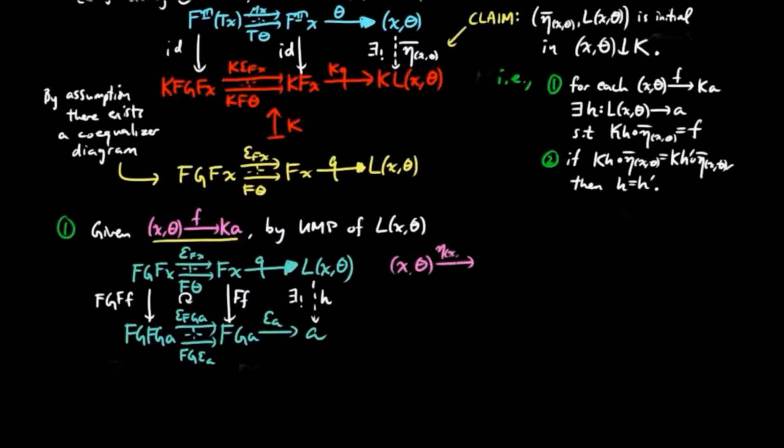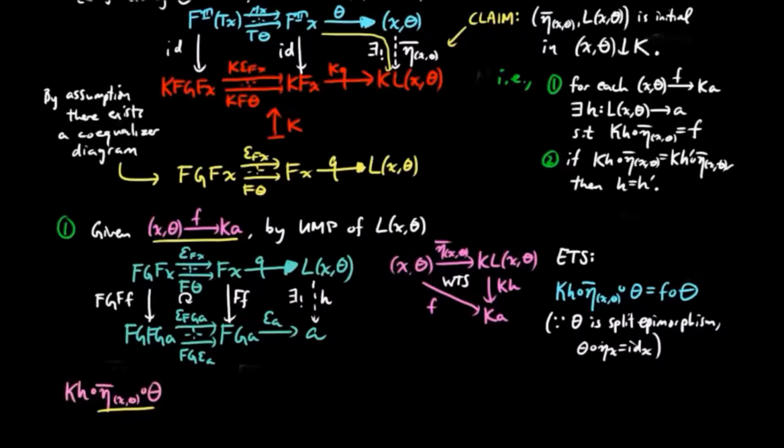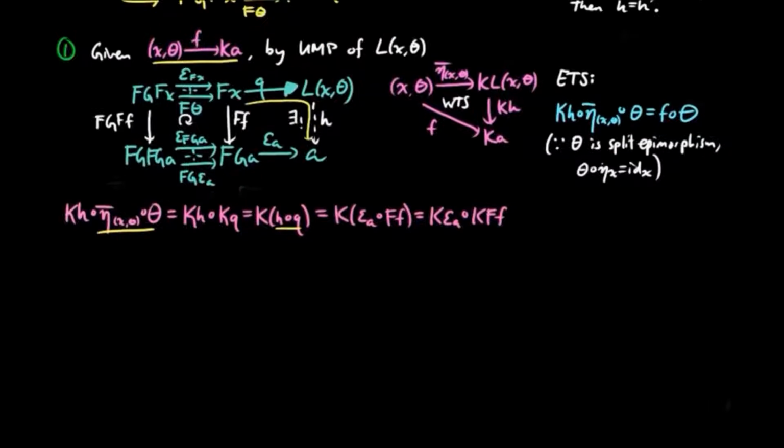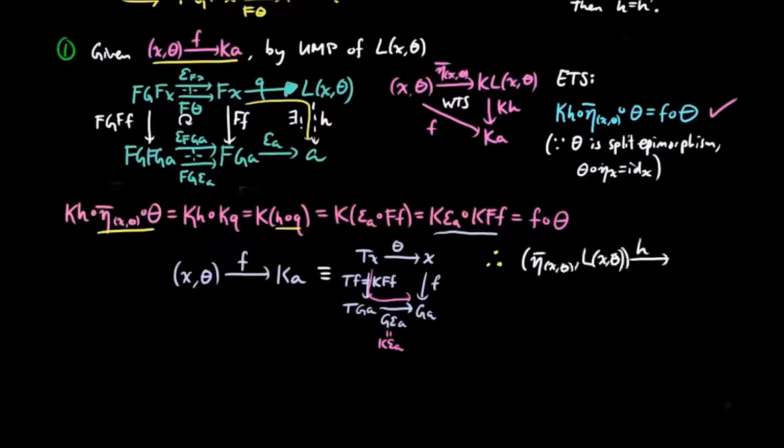We want to show that KH eta bar x theta is equal to f. To do this, it is enough to show that KH eta bar x theta theta is equal to f theta, since theta is a split epimorphism. Since eta bar x theta theta is equal to KQ by the definition of eta above, we get this equal to KH KQ, and we factor out K and use the equality HQ equal to epsilon A FF to arrive at K epsilon A KFF. But since F is a morphism in the Eilenberg-Moore category, this is equal to F theta. And so H is an x theta over K morphism.